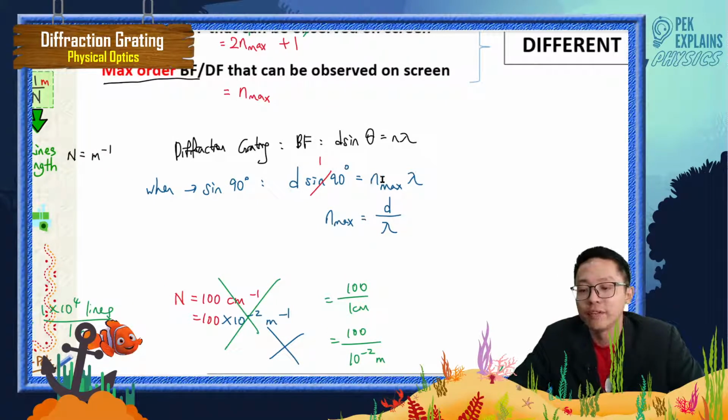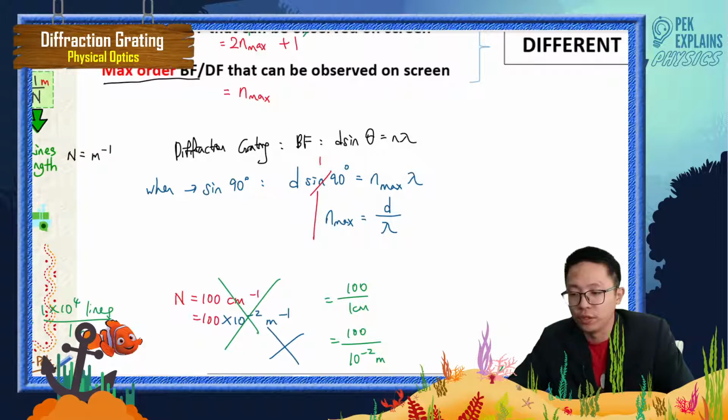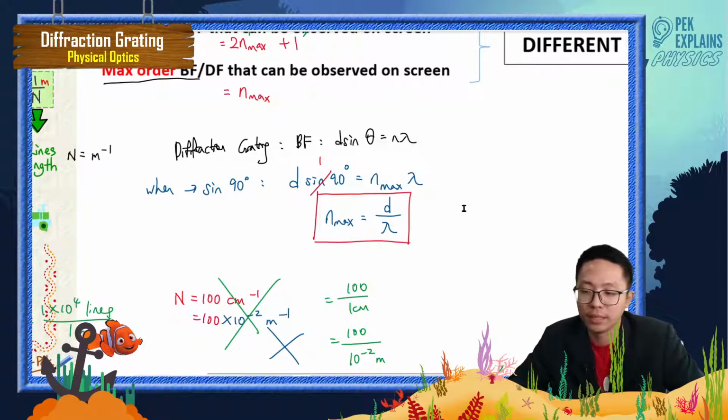So from here you can find the maximum order. Sine 90 equal to 1, so lambda just goes below. So the maximum order is d over lambda. That's a very important formula for diffraction grating. So the maximum order is d over lambda.